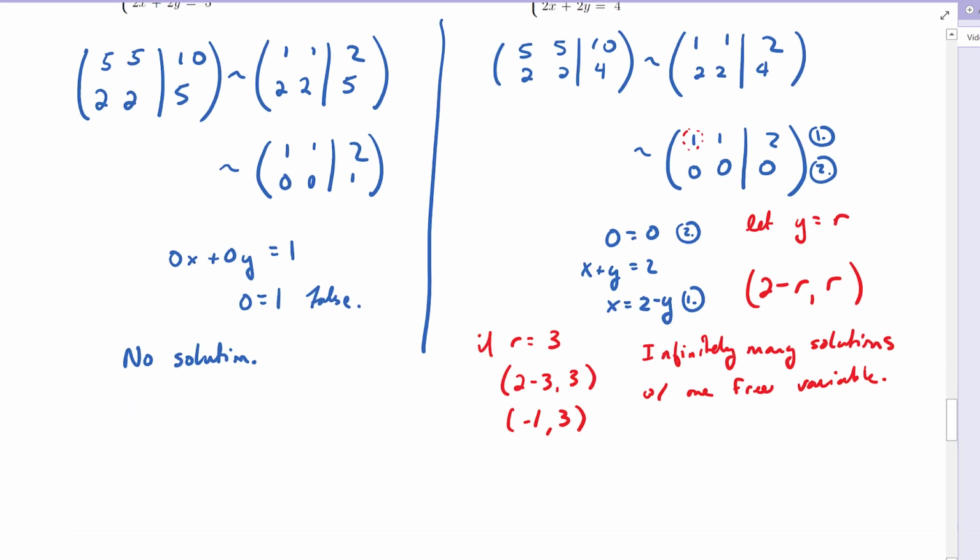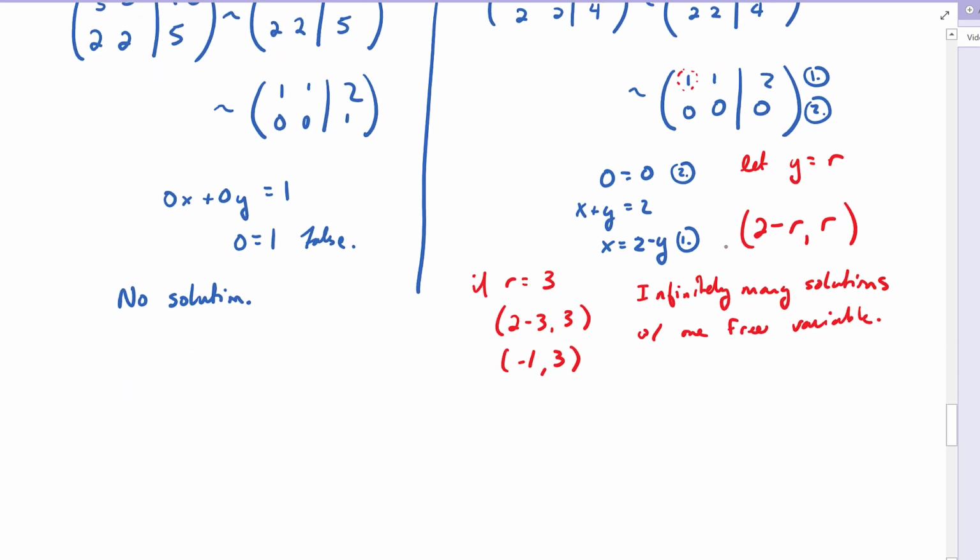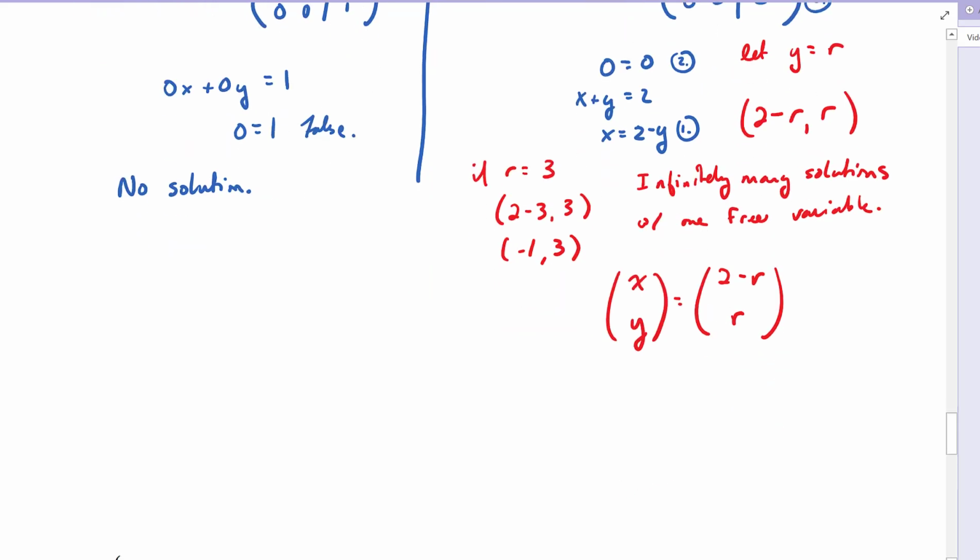Okay? The last thing I want to do is talk about how else we can represent this. We saw that in the previous example. How else could we represent the solution? Well, we're looking for a solution that looks like x, y, that vector there. And we said x would be 2 minus the choice of r, and y would be r. We could break this down as x, y, and I'm going to break this down into a sum of two vectors.